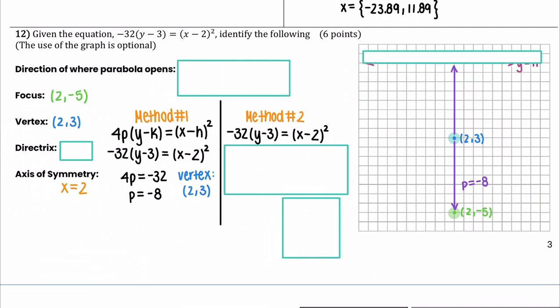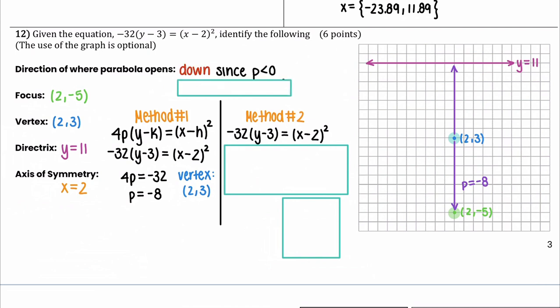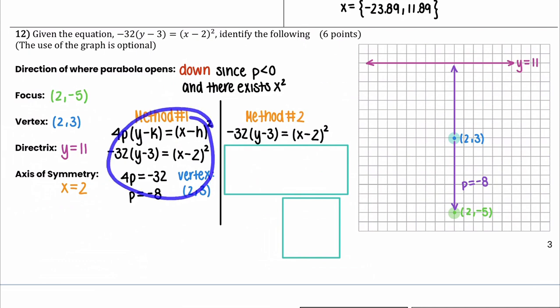The directrix is now going to be above the vertex, going the opposite direction, or in other words, increasing by 8, which forces our equation to be y equals 11, because 3 plus 8 gives us 11. So that's our directrix. And again, the parabola opens down because p is less than 0, and there exists an x squared. So there's an x squared, so that's how we know it's up or down.